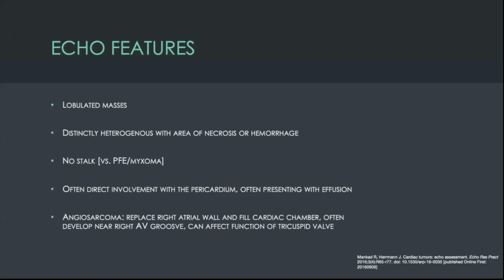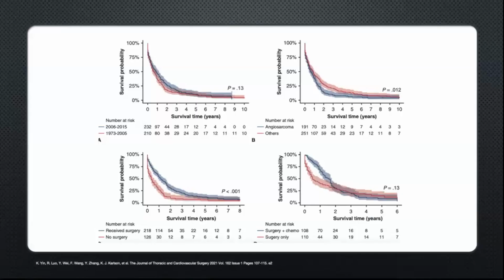Angiosarcomas can completely replace the right atrial wall and fill the entire cardiac chamber, which means that they can cause obstruction and decrease blood flow. And they often develop near the right AV groove, and they can affect function of the tricuspid valve. So really, not only are they malignant from a cancer perspective, but they're malignant from a heart perspective as well.